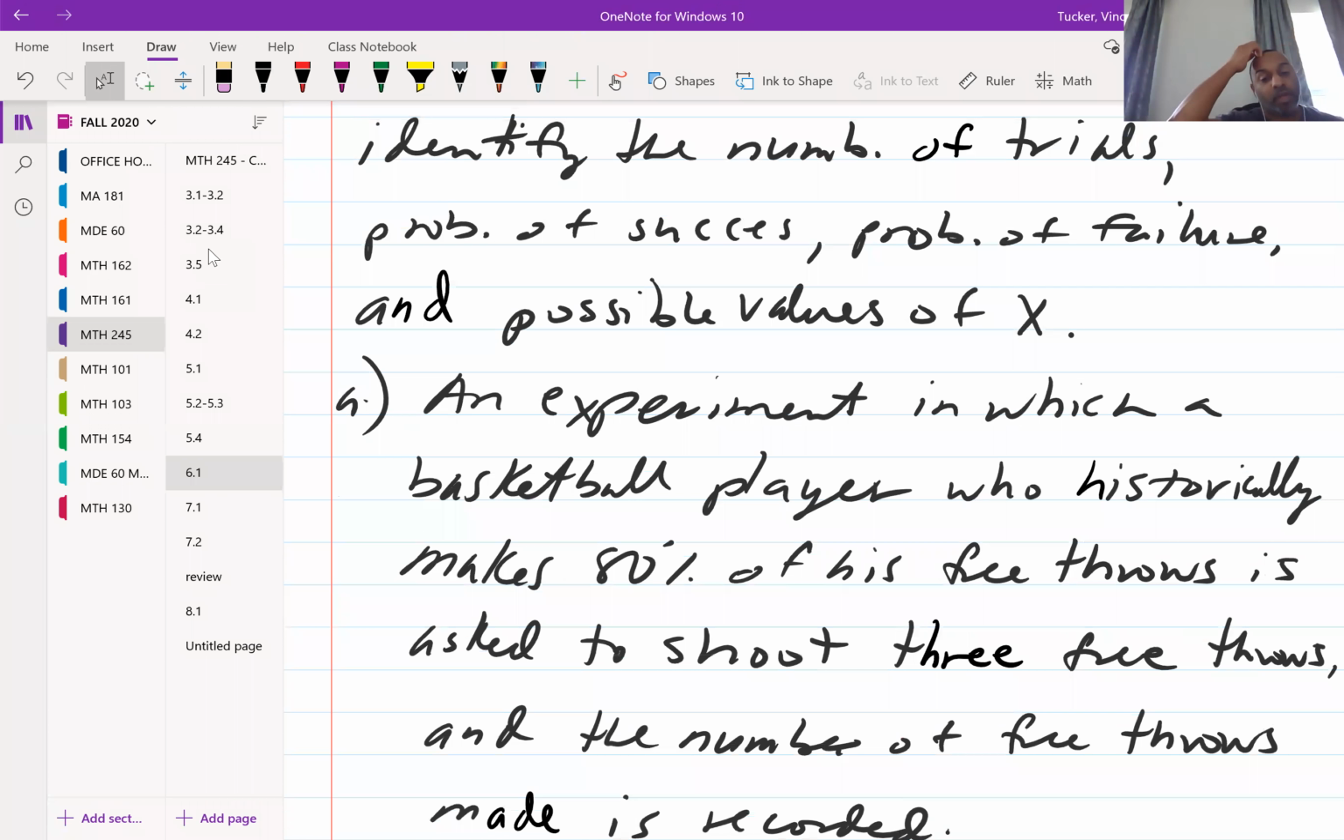All right. So the first one, an experiment in which a basketball player who historically makes 80% of his free throws is asked to shoot 3 free throws, and the number of free throws made is recorded. So we want to know, is this a binomial probability experiment?